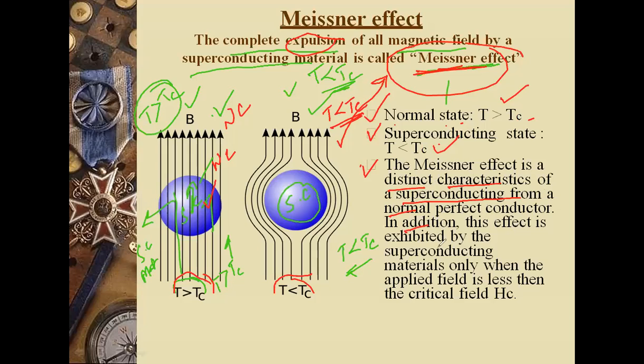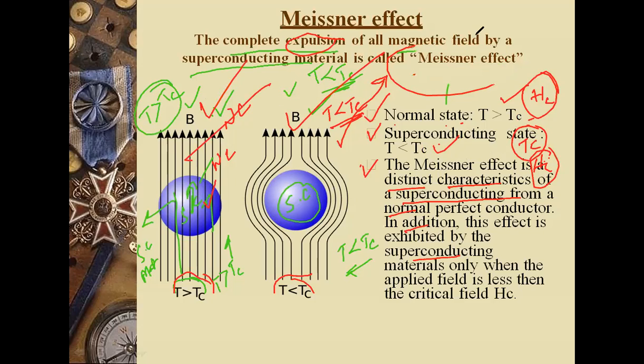In addition to this effect exhibited by the superconductor, there is also a critical temperature. Less than the critical temperature, it acts like a superconductor, and we're going to discuss this: TC, HC, critical field, critical temperature. Below the critical temperature and below the critical field, the superconducting material behaves like a superconductor. Above the critical temperature and above the critical field, the material acts like a normal conductor. Okay.